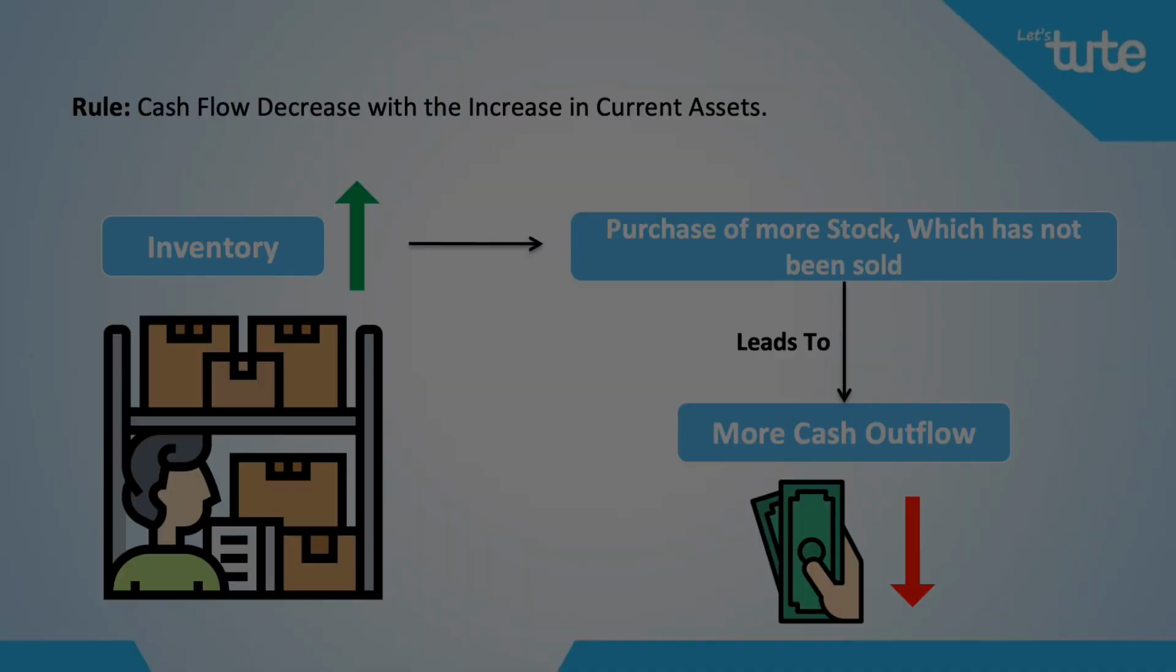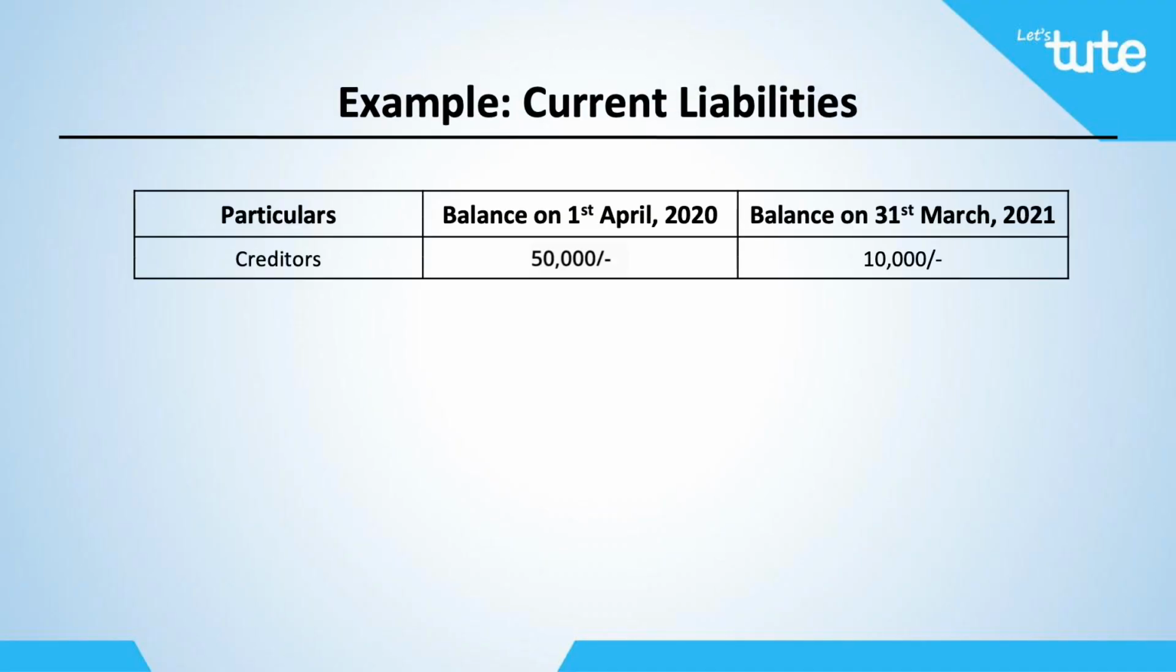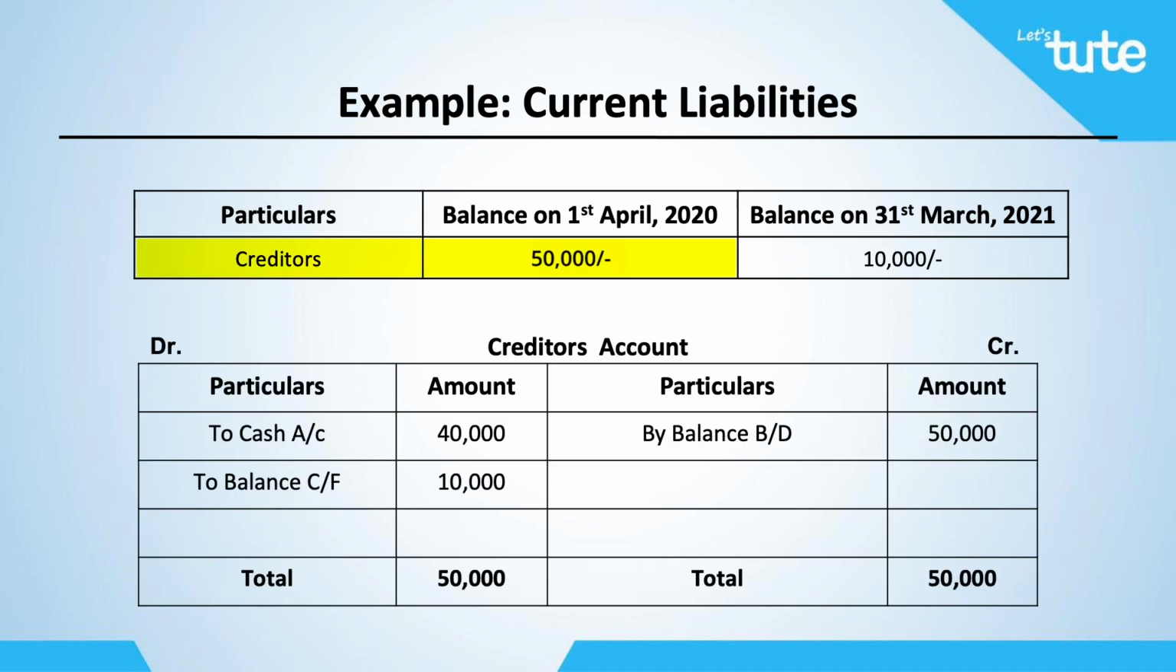Let's understand this with an example pertaining to current liabilities. Here we have creditors of 50,000 at the start of the year, and if we assume that the company has made all its purchases on a cash basis, then there would be no new creditors in the business. So at the end of the year, if we have creditors of only 10,000, that means the creditors have been paid in cash, and this is a kind of cash outflow transaction.